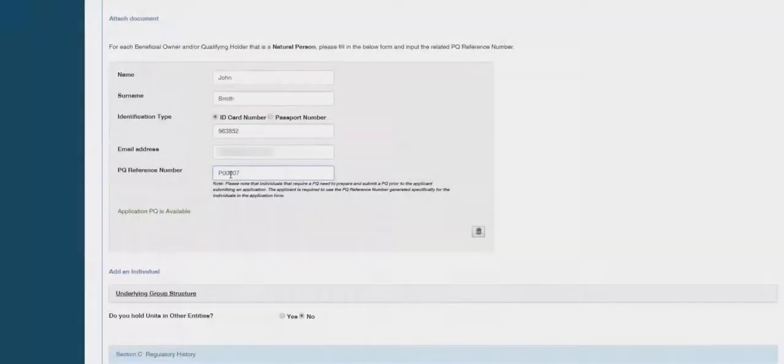It is important to note that individuals that require a PQ should prepare and submit an unassigned PQ prior to the applicant submitting an application. The applicant is required to use the PQ reference number generated specifically for the individuals in the application.